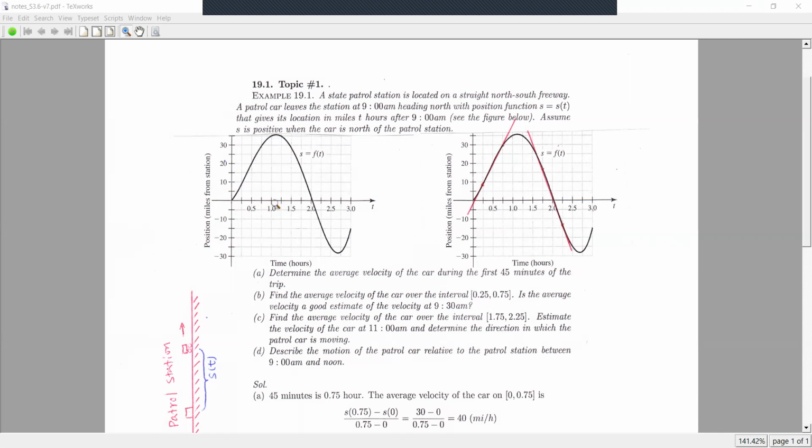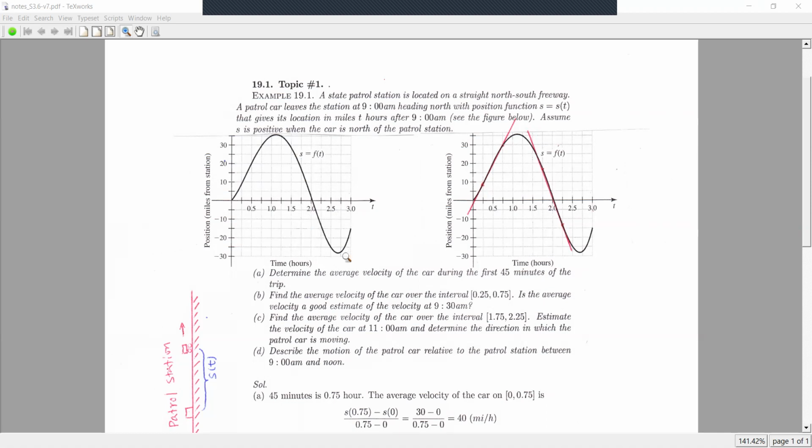At the time here, the velocity is 0 because the tangent line is horizontal. That means that the car takes a break at the time here. Between the time here and the time here, all the tangent lines have negative slopes. So between this time and this time, the car is moving south.